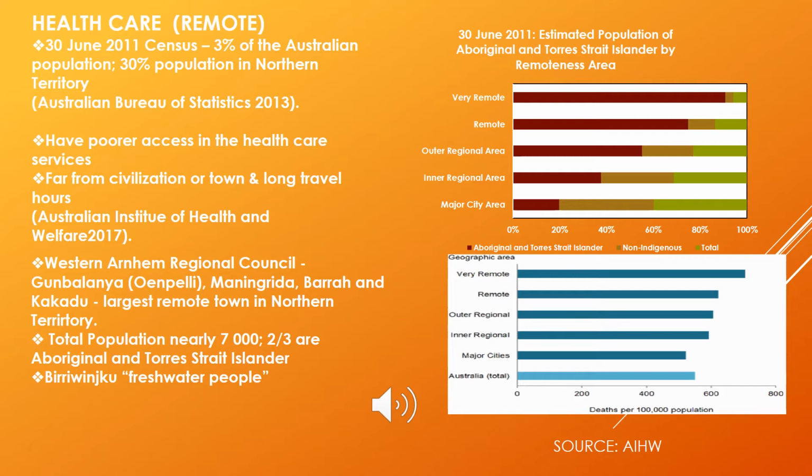The total population in these four remote areas is nearly 7,000, wherein two-thirds of the population are Aboriginal and Torres Strait Islander in origin. Some people in this location consider themselves as Birinwinku, which means freshwater people.